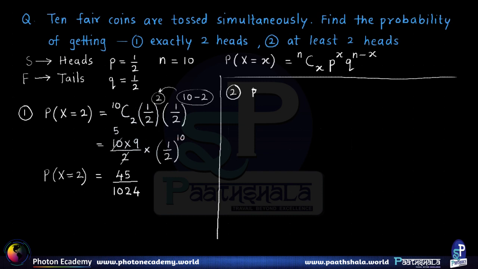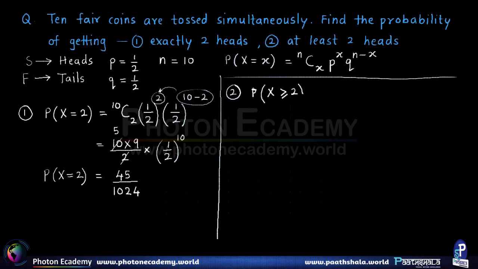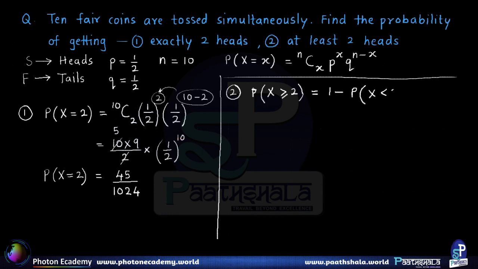Having at least 2 heads is nothing but the probability of x greater than or equal to 2. Now that can be written in another way as 1 minus the probability of the unwanted outcome. That is, what is the case which is not included in x greater than or equal to 2? That is obviously x less than 2. This is what we don't want, so we must subtract it from the maximum probability 1, right? So therefore it is equal to 1 minus.